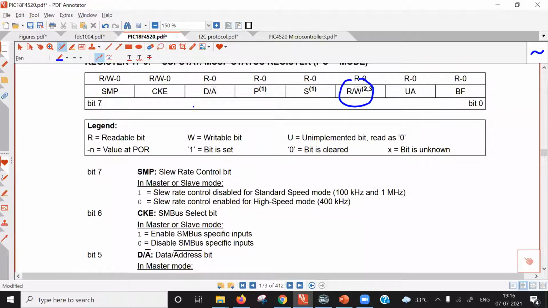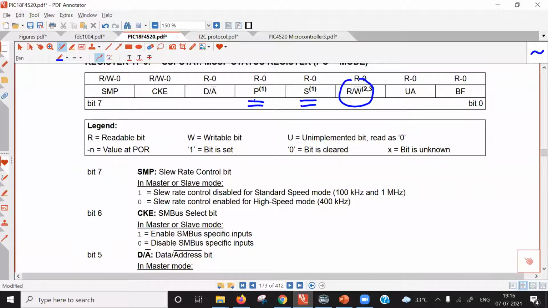There are other bits as well. This P bit is related to stop condition and S bit is related to start condition. Whenever we initiate the start condition, these are readable bits. We cannot modify them. But this bit indicates that whenever we initiate start condition, this S bit is set to 1. After completion of the cycle, it is automatically cleared in hardware. So this bit we cannot modify through program. It is automatically cleared in hardware.